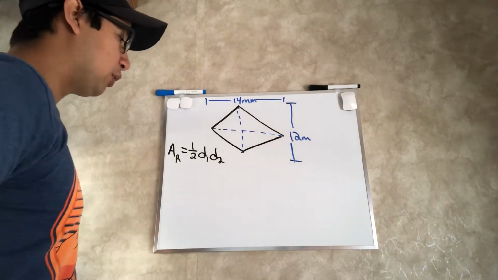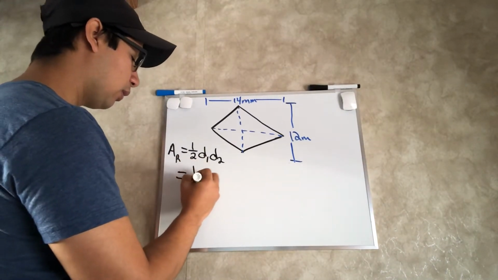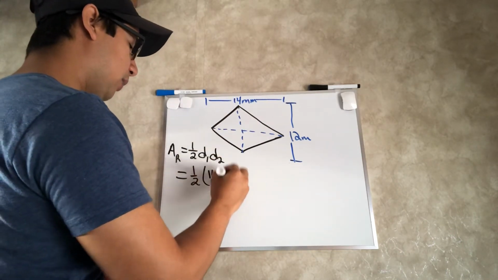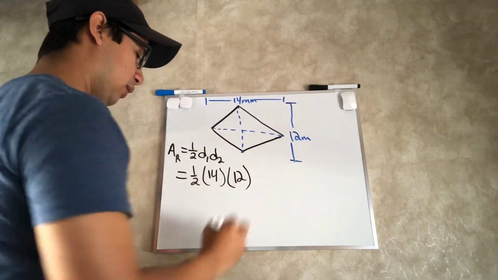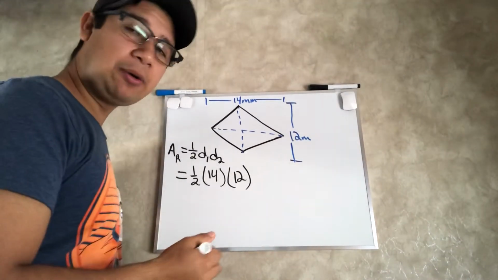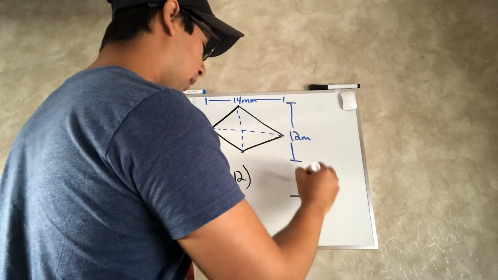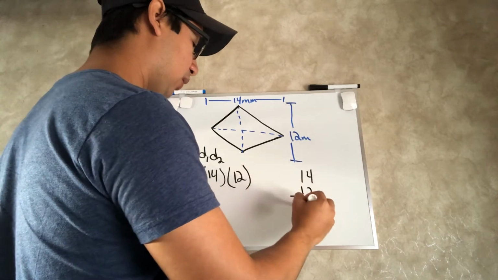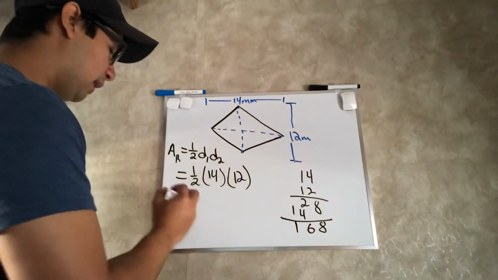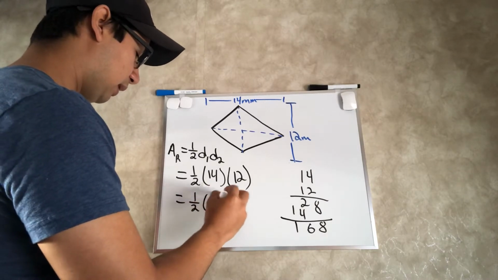So all you have to do is just multiply those out. Okay, so here we have the area equals 1/2 times my first diagonal, which is 14, times your second diagonal, which is 12. Okay, just go ahead and multiply those out. Let's see, I don't have a calculator, so I'm going to do it by hand. 14 times 12, 2 times 4 is 8, 2 times 1 is 2, 1, 4, 8, 6. So 168. So this gives you 1/2 times 168.